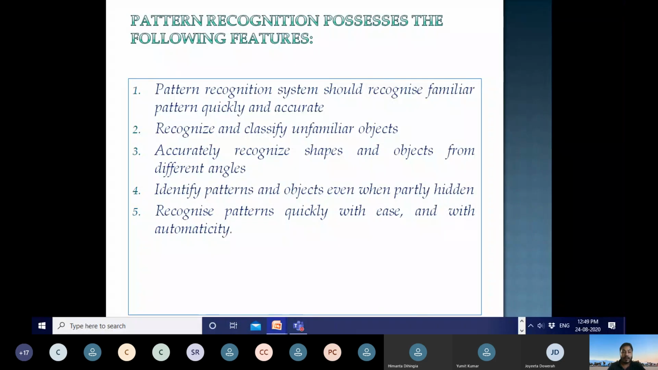So you see that the pattern recognition process should have some features. A pattern recognition system should recognize familiar patterns quickly and accurately, recognize and classify unfamiliar objects accurately, recognize shapes and objects from different angles, identify patterns and objects even when partly hidden, and recognize patterns quickly, easily and automatically. If we go through the different experimental parts, we'll see them. I don't want to discuss these things now.